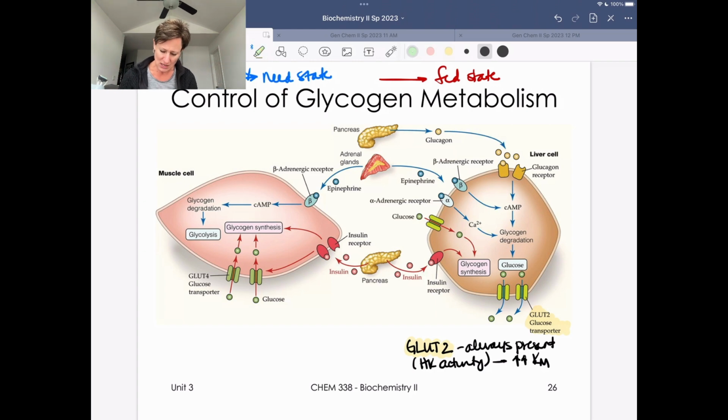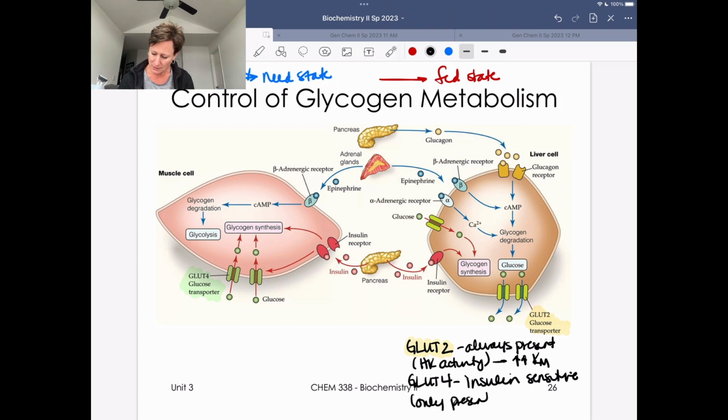Let's contrast that to what we see here with our GLUT4 transporters. Our GLUT4 transporters are what we see on our muscle cells. There are other cells that have GLUT4 transporters, but the key with GLUT4 transporters is that they are insulin sensitive. So we're going to have our GLUT4 transporters. These are insulin sensitive, meaning that they are only going to be present when you have high blood sugar. So only present with high levels of glucose.